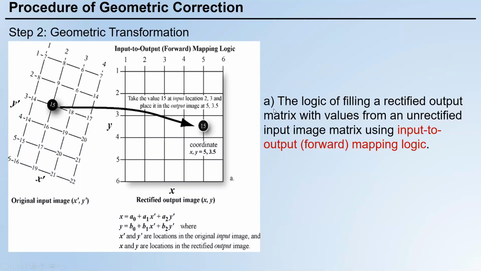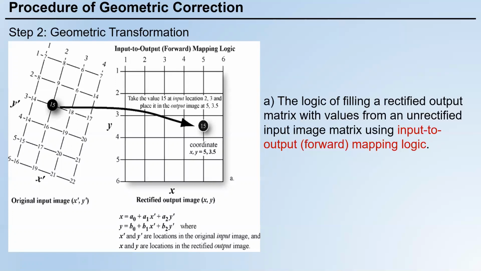So the first method here for geometric transformation is called the logic of filling a rectified output matrix with values from an unrectified input image matrix using input to output or forward mapping logic. So the first thing I want to explain here is matrix. You can consider a matrix a bunch of values.